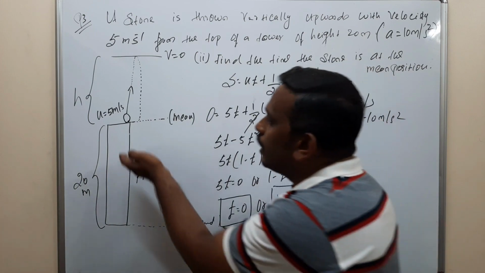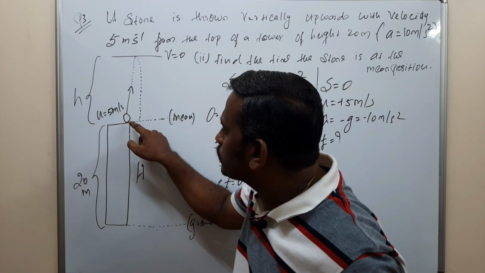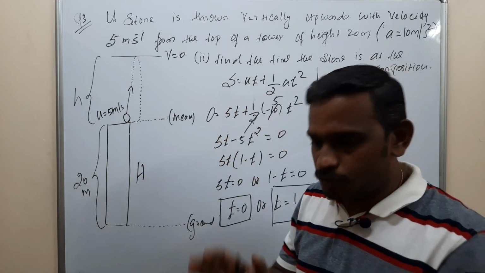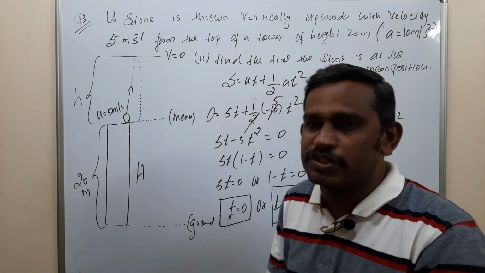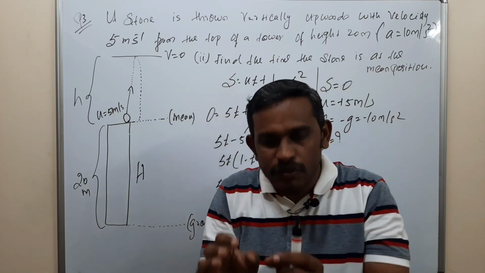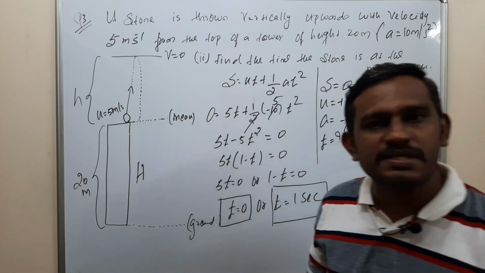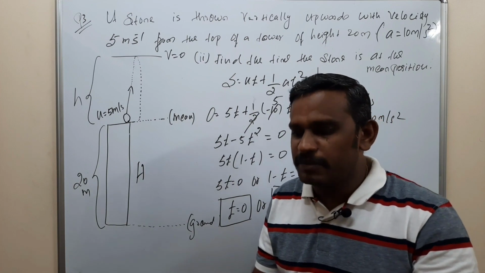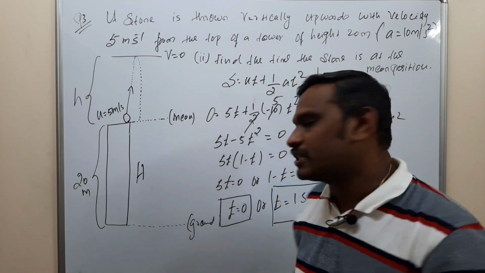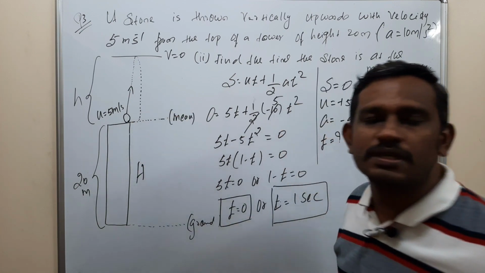So before projecting the stone, the stone is at the mean position. From that position only we projected. So before projecting, the stone is at the mean position, so that is t is equal to 0. At the time t is equal to 0, it means just before projecting, the stone is at the mean position.